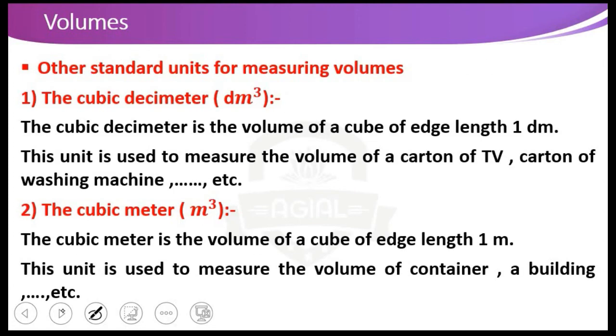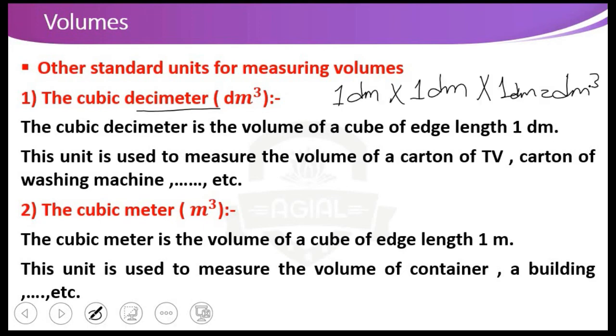As we said, we have other units to measure the volume. The first one is called the cubic decimeter. The cubic decimeter is the volume of a cube whose edge length equals 1 decimeter. We use the cubic decimeter to find the volume of a carton of a TV, a carton of a washing machine, and so on.